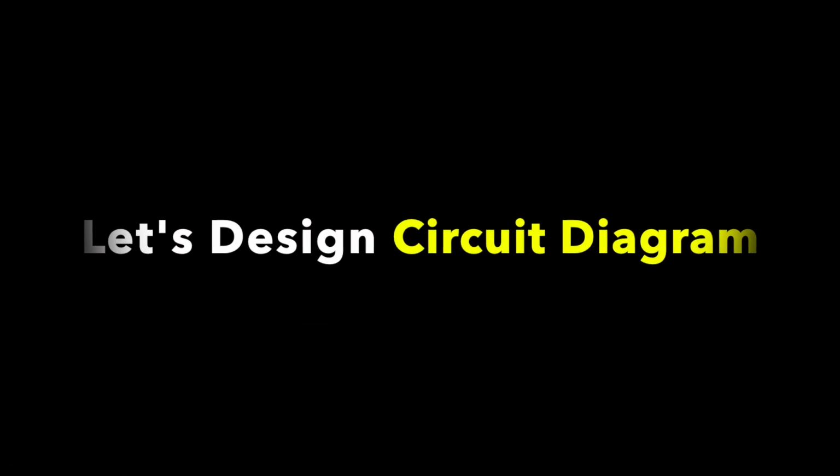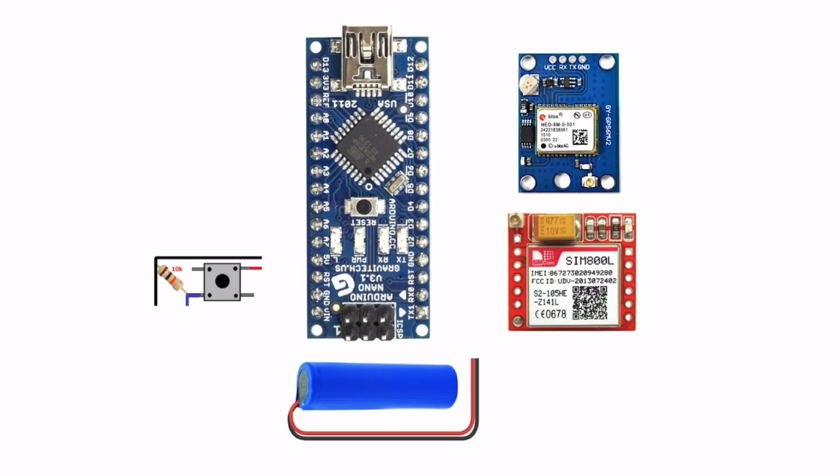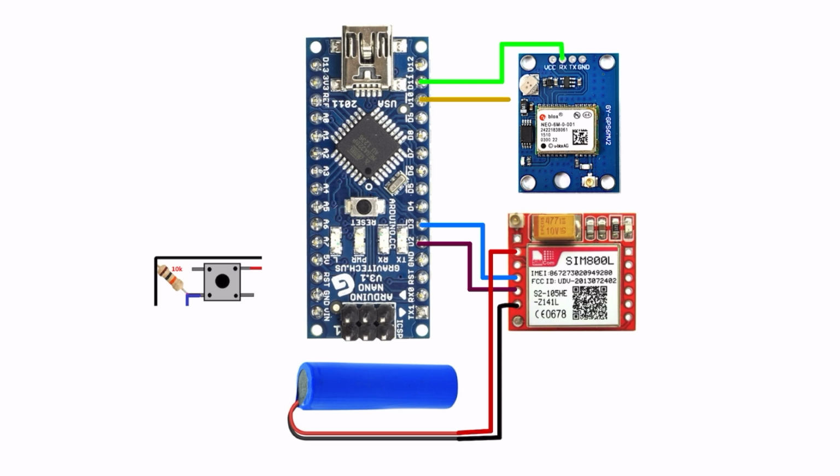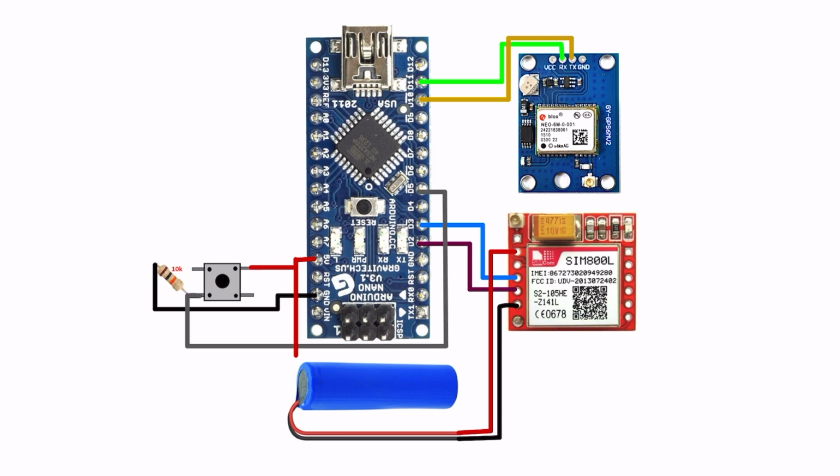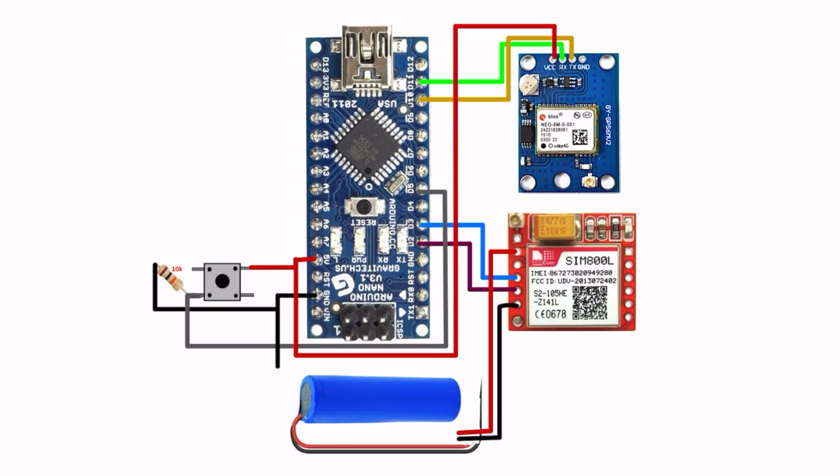First, we design this circuit diagram. We arrange all these components like Arduino Nano microcontroller board, Neo 6M module, SIM800L GSM module, one push button. Here I just use this 3.7 volt lithium-ion battery to provide proper power supply to this GSM module. This circuit diagram is available in this video description. If you want, then please check it out.